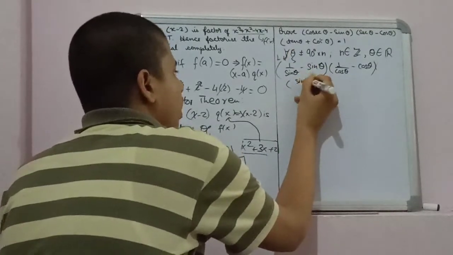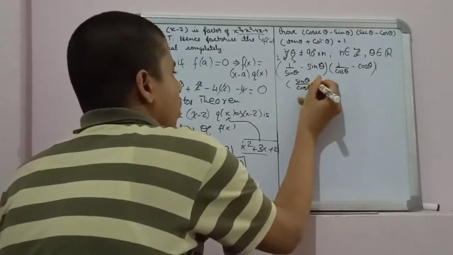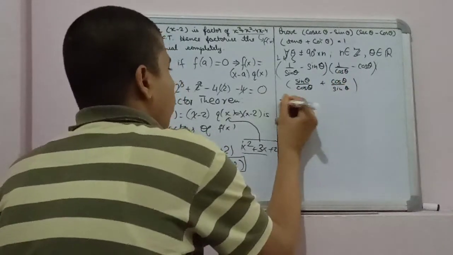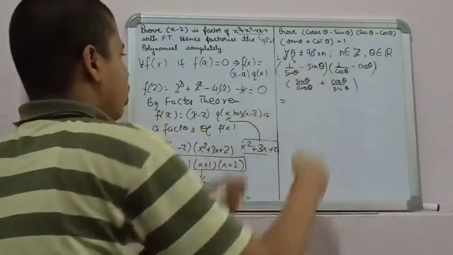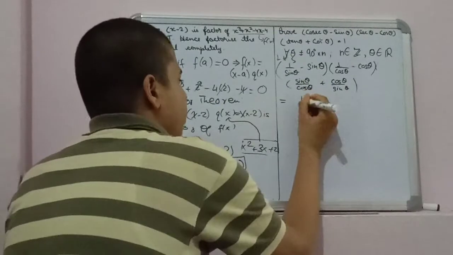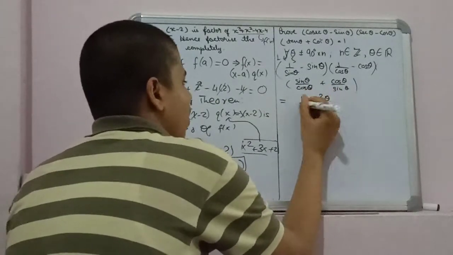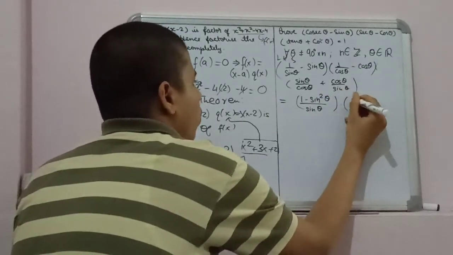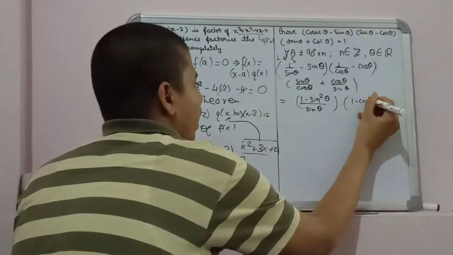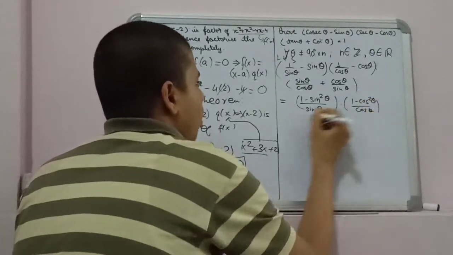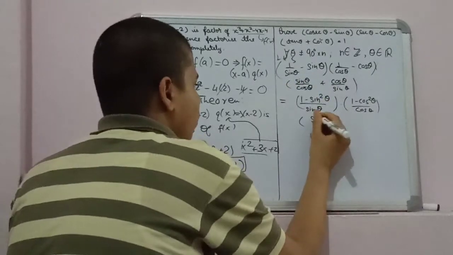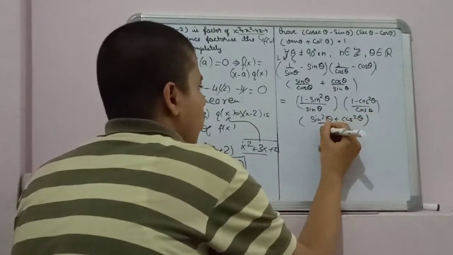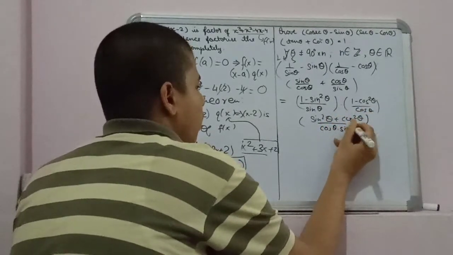Tangent of theta is sine of theta over cosine of theta plus cosine of theta over sine of theta. What does that equal? Well, we can actually take the LCM and write this expression as 1 minus the sine squared of theta over sine theta, multiplied by 1 minus the cosine squared of theta over cosine theta, multiplied by, well, that's sine squared theta plus cosine squared theta over cosine theta times sine theta.